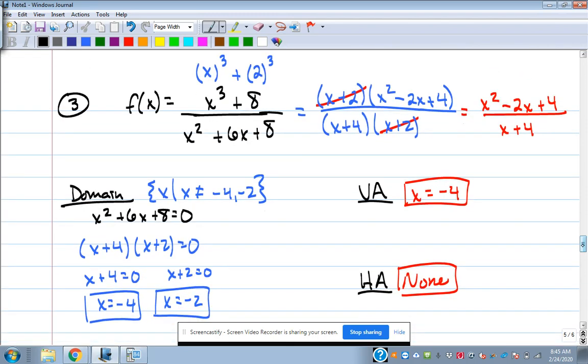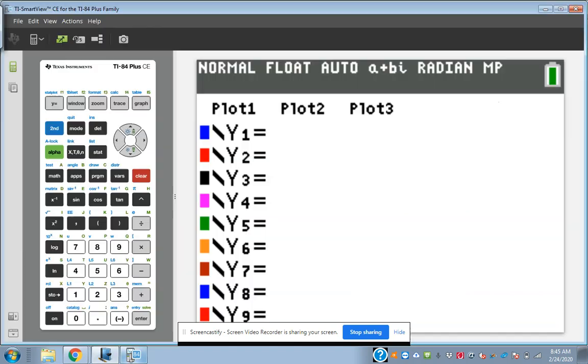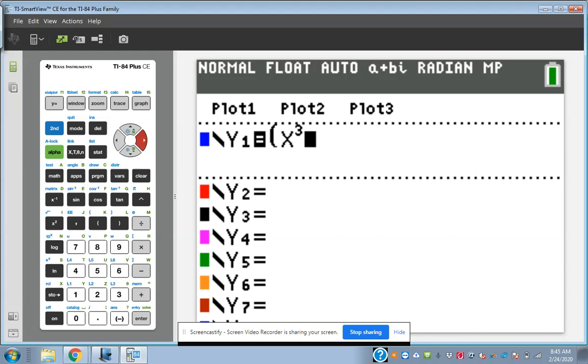So I'm just going to type in the original version. I'm not worried about simplifying and all that stuff. I'm just going to graph the original because the graph of this original one is exactly the same picture as the graph of the simplified one. Okay, that's another way to check and make sure you simplified it the right way. Okay, so numerator, parentheses, x to the third plus 8, close the parentheses, divided by parentheses, x squared plus 6x plus 8.